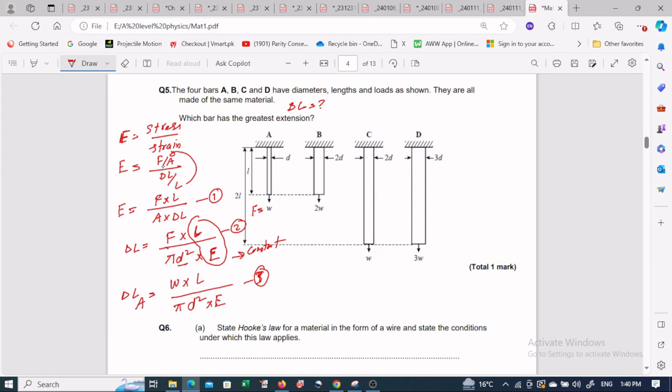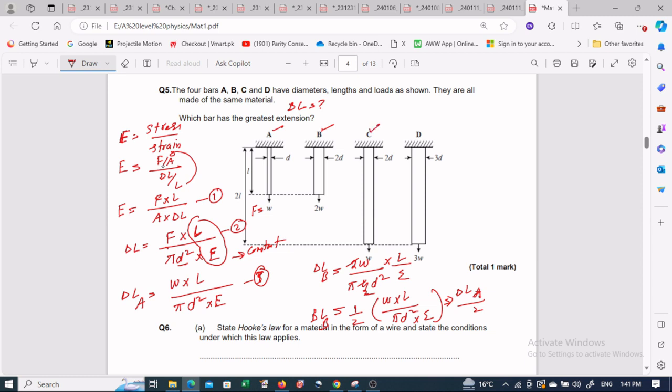Now we solve for the extension for B using the same formula, equation 2. The force increases to 2W and the diameter increases to 2D, so the area term becomes pi into 2D whole square, which is 4D square, multiplied by L over E. Solving this, 2 over 4 gives 1 over 2, times W into L over pi D square into E, which from equation 3 is delta L A. So delta L B equals half of delta L A. In this case, the extension becomes half for B.